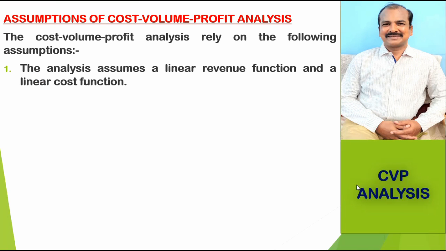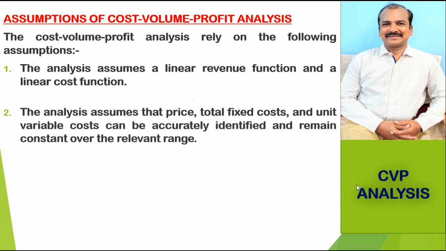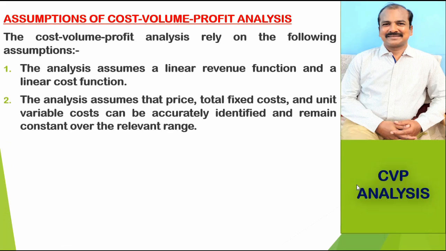The assumptions of cost volume profit analysis. The cost volume profit analysis relies on the following assumptions. Number one, the analysis assumes a linear revenue function and a linear cost function as well. Number two, the analysis assumes that price, total fixed cost and unit variable cost, that means variable cost per unit, can be accurately identified in the given situation and they remain constant over the relevant range.